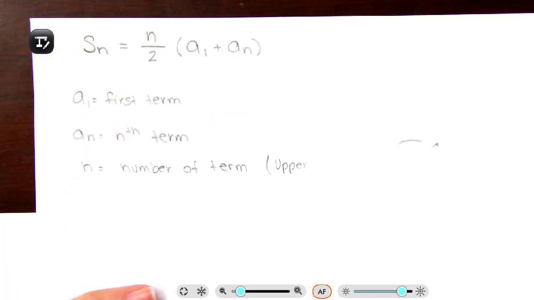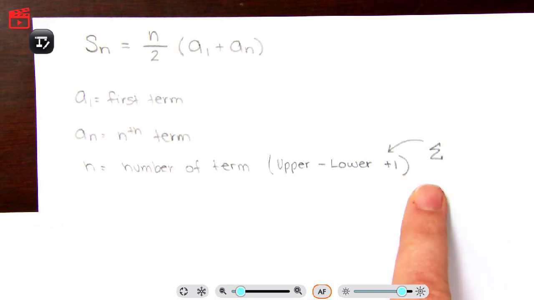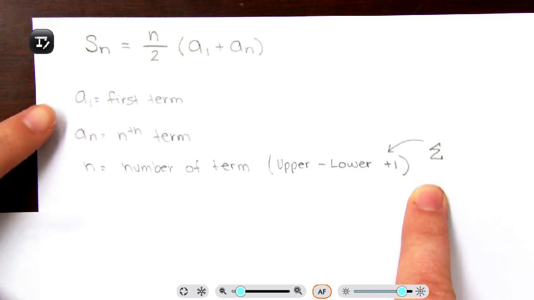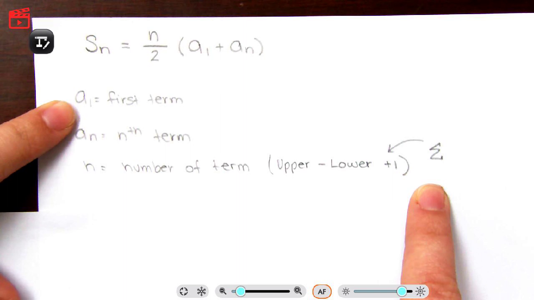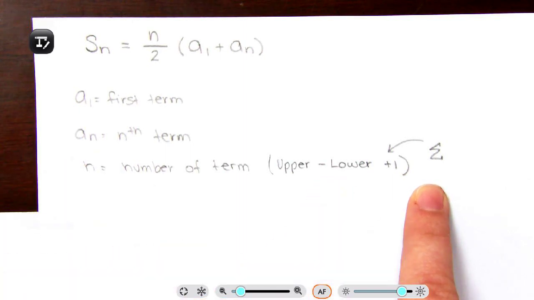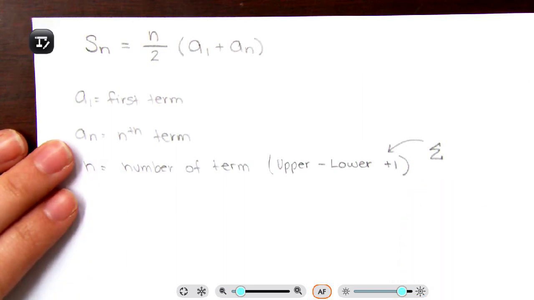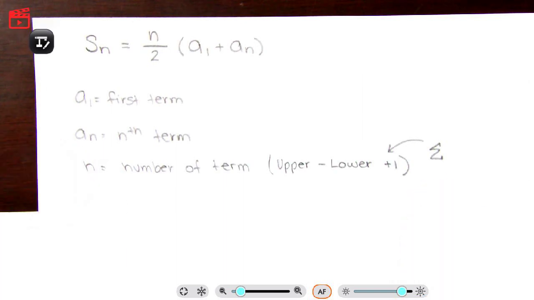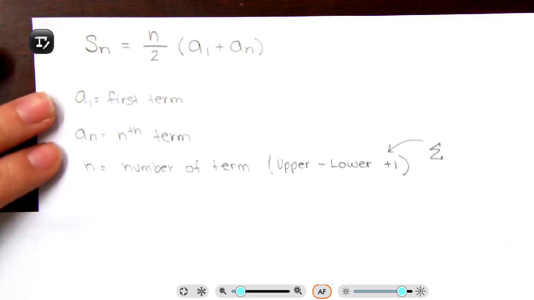All right. So if you're using the summation notation and you are not starting with a sub 1, you're starting with like a sub 3, you need to take your upper minus your lower plus 1 in order to find what your number of terms is, okay? So you need to make sure to do that. If you're starting with a sub 1, that's okay. Whatever your nth term is, that would be your n value.